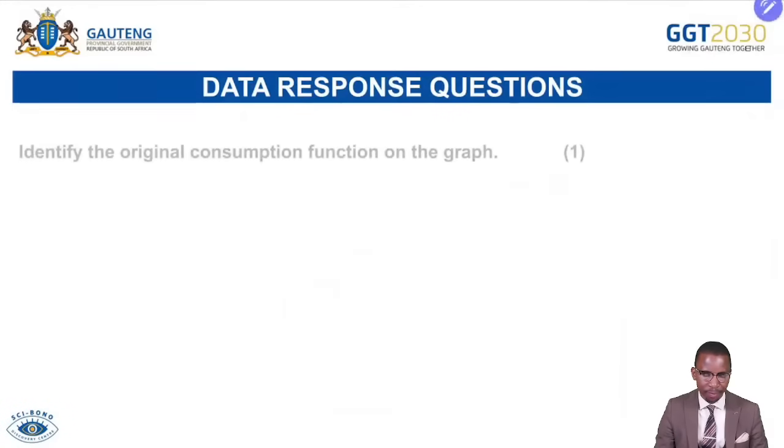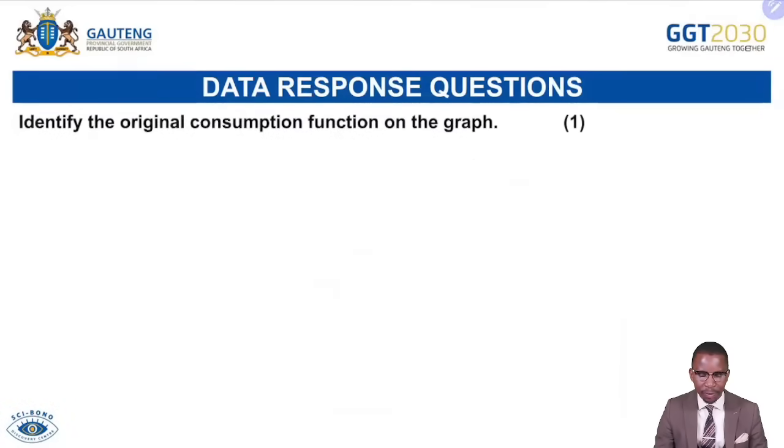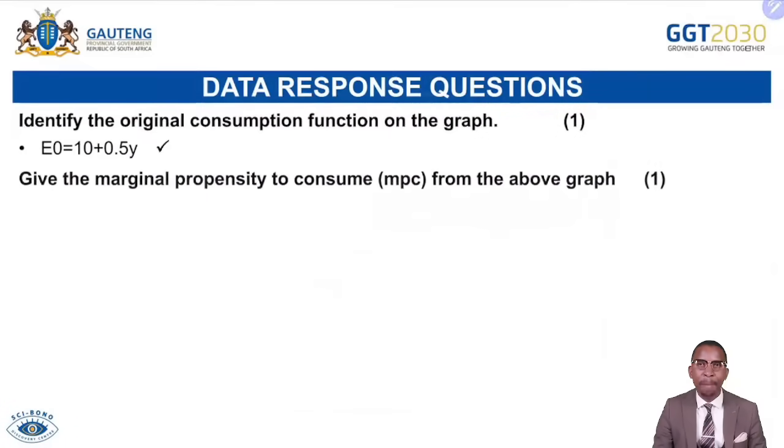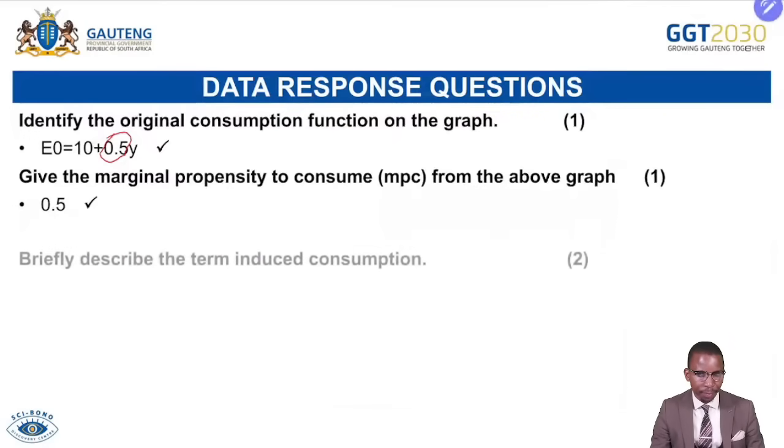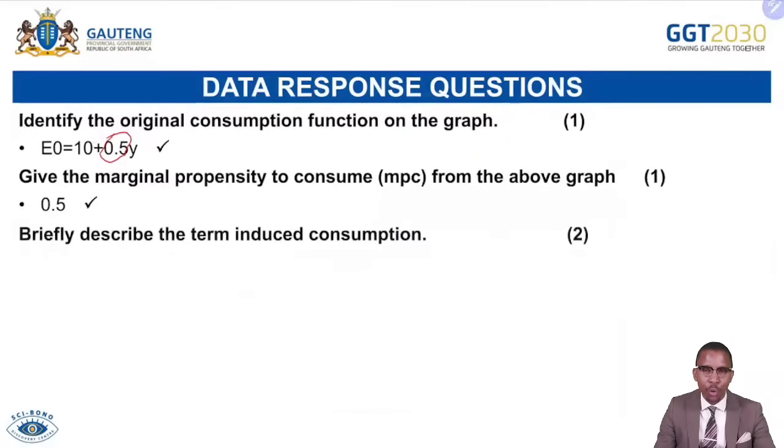Let's look at questions. Identify the original consumption function on the graph. It was given as E0 equals 10 plus 0.5y. That's your consumption function. But the examiner can also ask you to identify the value of MPC, which is 0.5. So there you go. Give the marginal propensity to consume, MPC, from the graph above. That is 0.5. There is your MPC. This 0.5 indicates to you how much will be consumed on the given investment of 10 million. Briefly describe the term induced consumption.